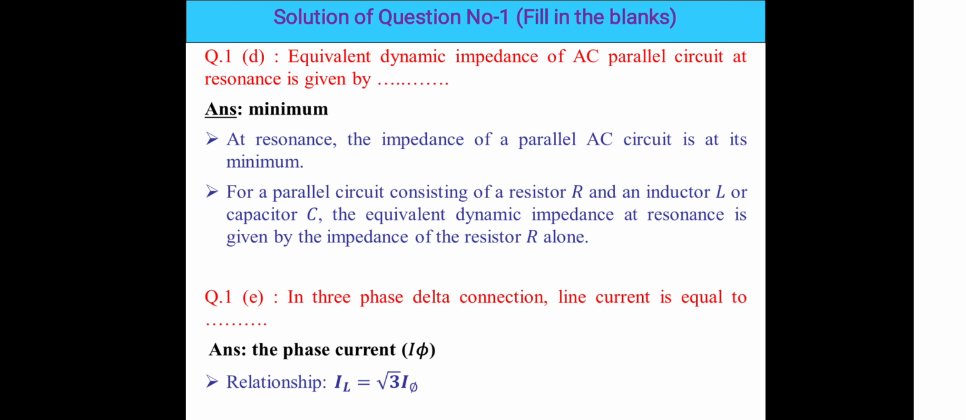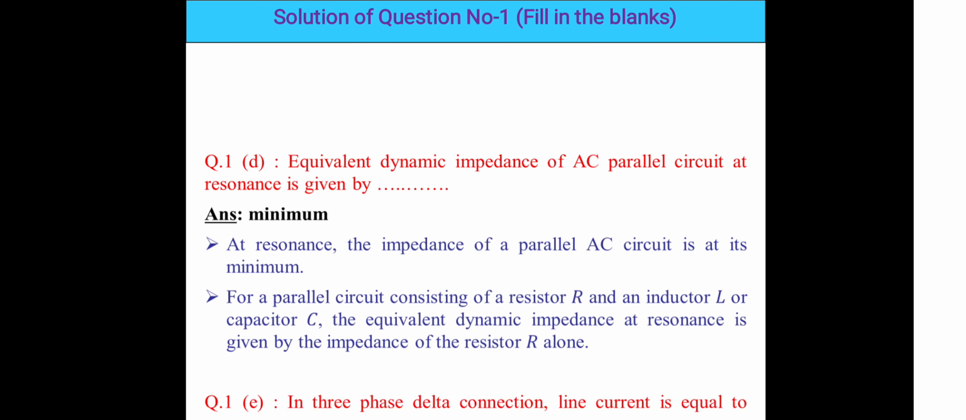In 3-phase delta connection, line current is equal to phase current. The relation of line current to phase current is IL equals √3 Iφ. Remember this relation because it is important. So you will convert from delta connections to star connections.